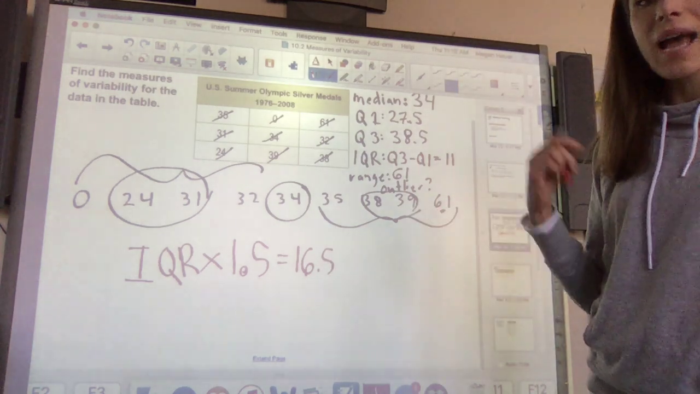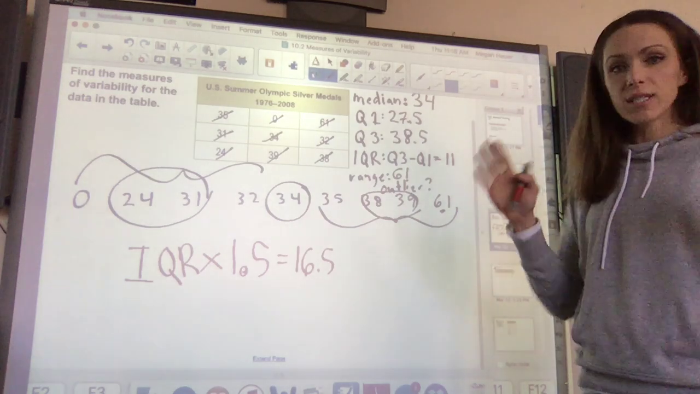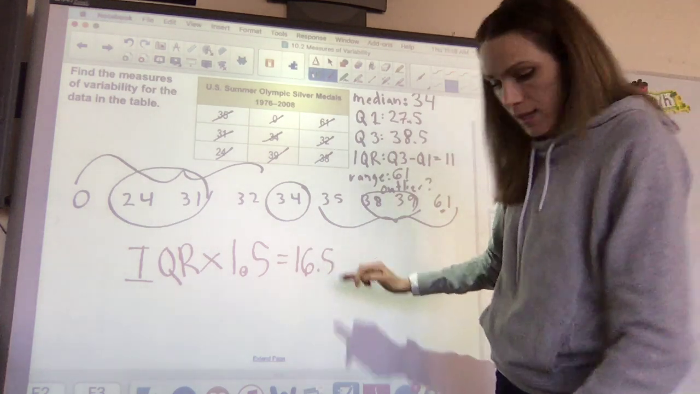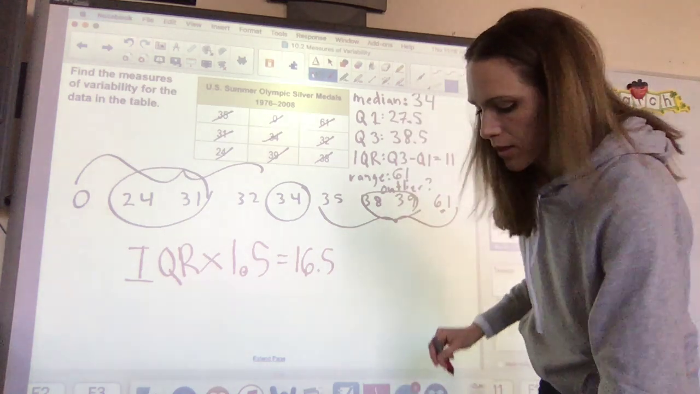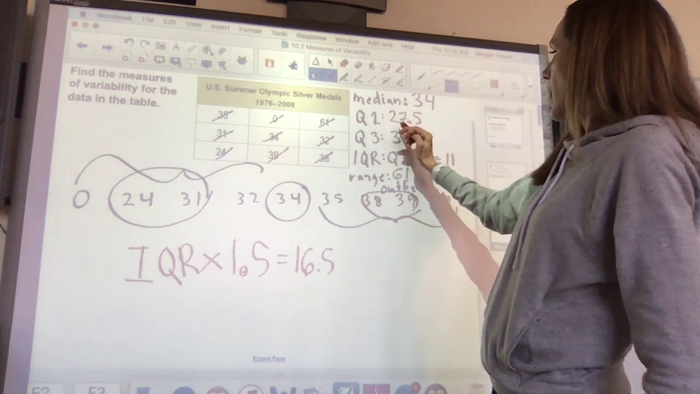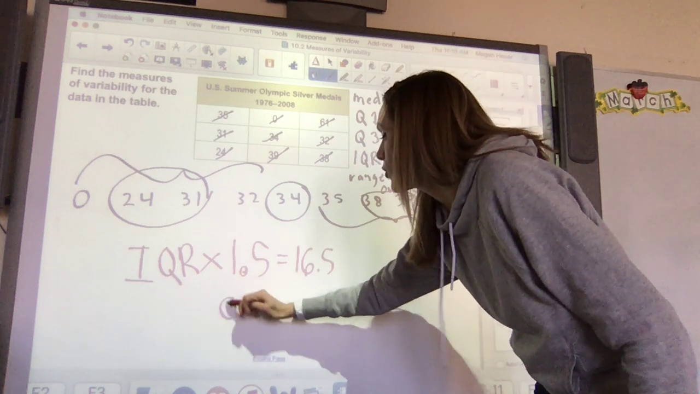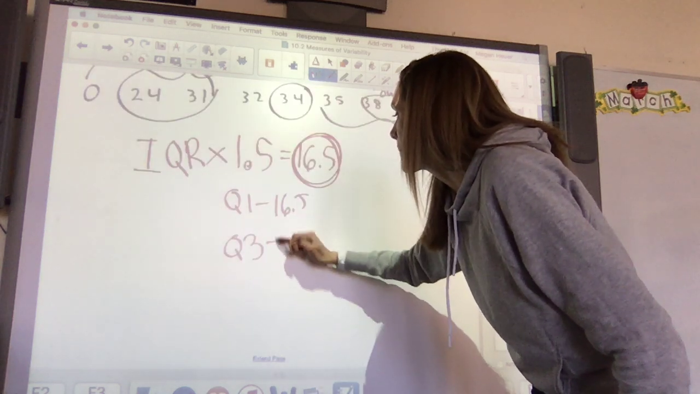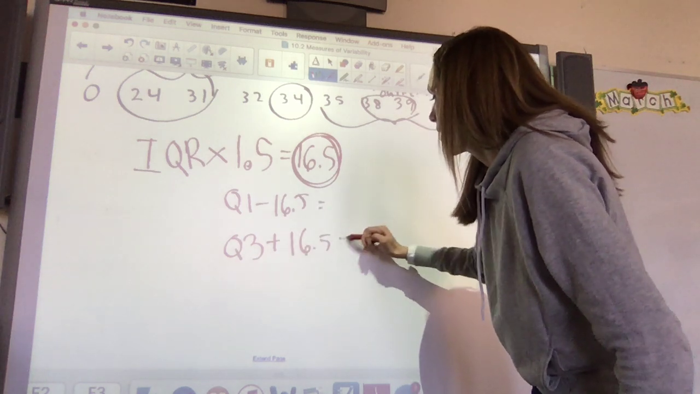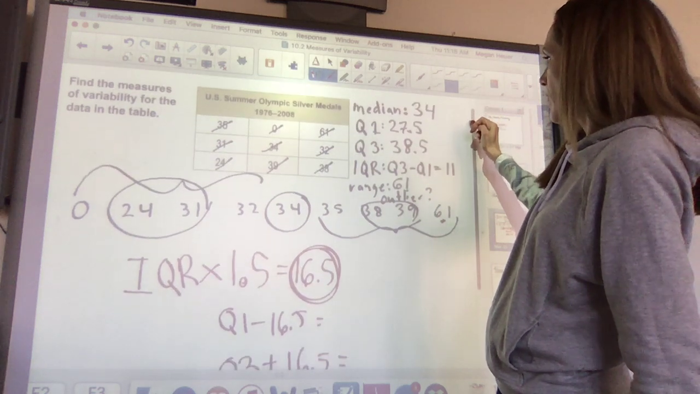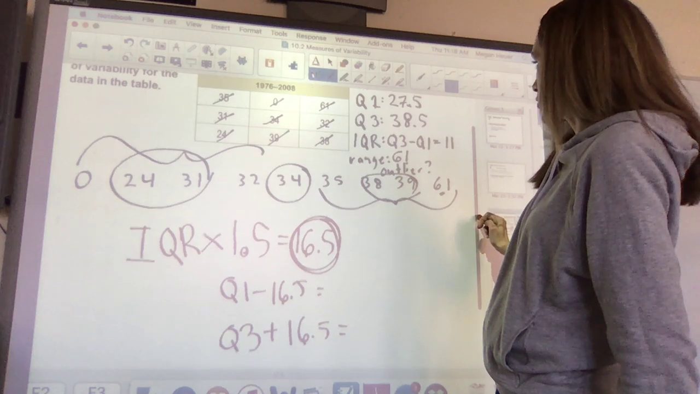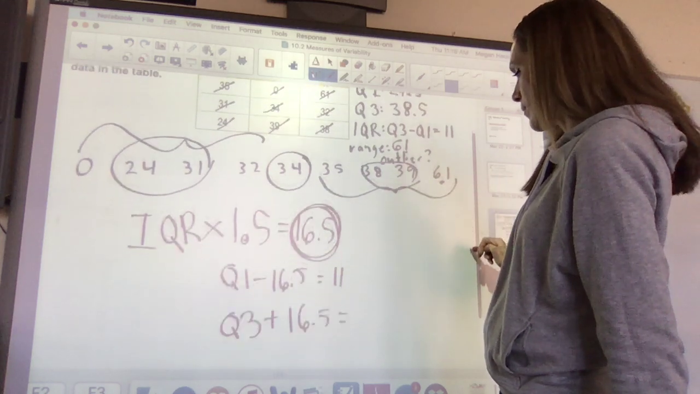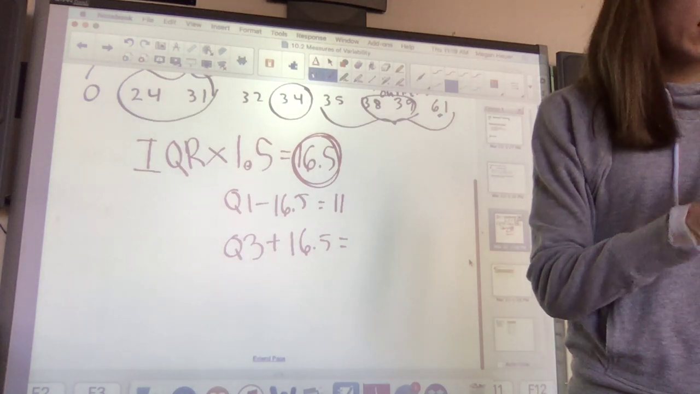Then, to see if something is an outlier, there's 2 steps. You have to see if there's a lower outlier and you have to see if there's an upper outlier. The way that you do that is you take this number. This is not the right example here, so I'm kind of looking at the wrong one, but it doesn't matter. So you take Q1 minus this number, which would be 16.5. Then you do Q3 plus this number, which is 16.5. So in this case, we would get 27.5 minus 16.5, which would actually give us 11. And then we do 38.5 plus 16.5, which is 55.